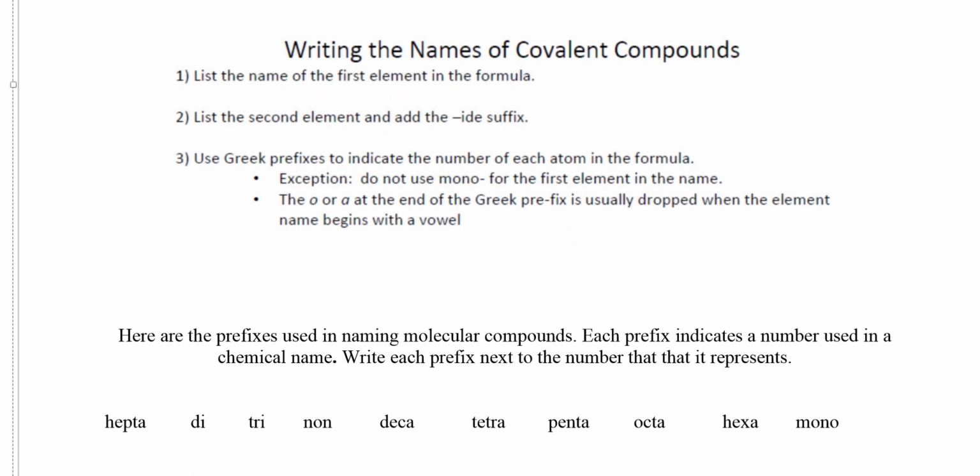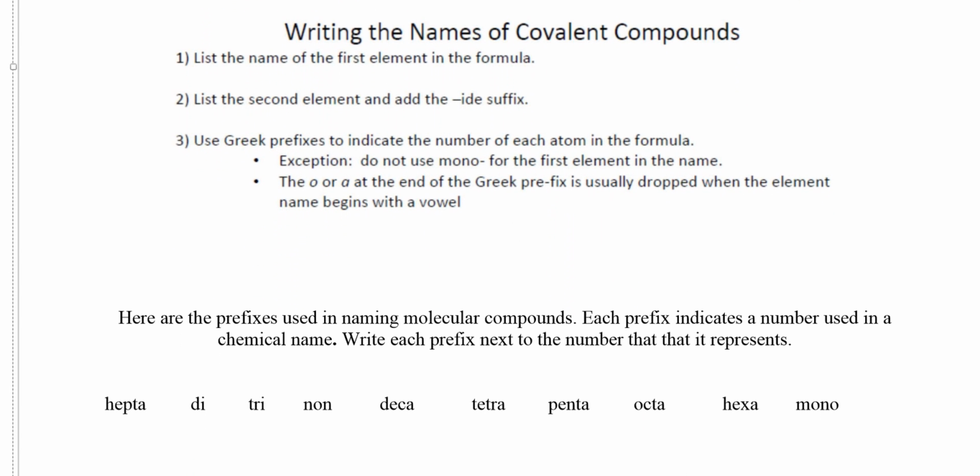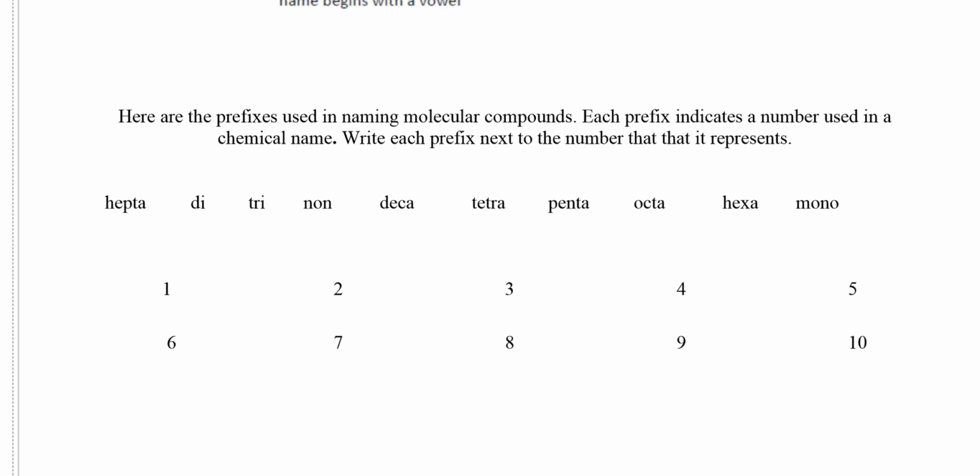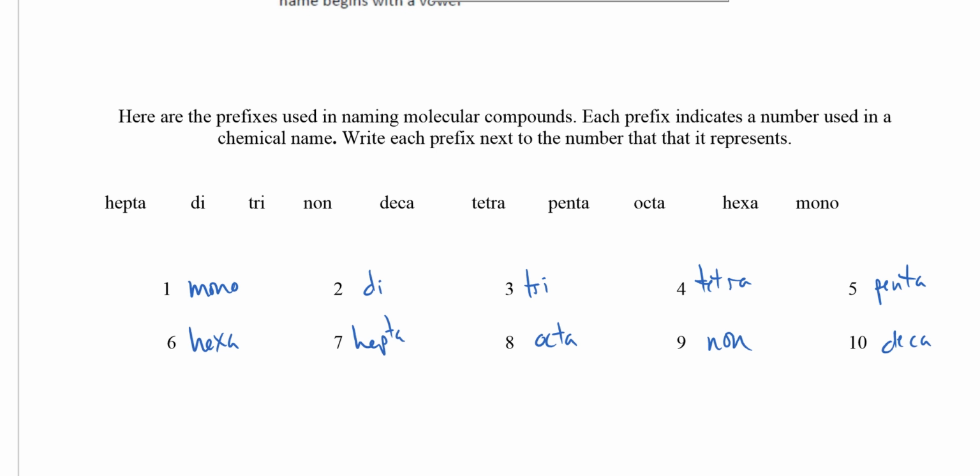We've already been over naming ionic compounds. There's just a few differences for naming covalent compounds. First, you want to list the name of the first element in the formula. Then you want to list the name of the second element in the formula and add the "-ide" suffix. And we use Greek prefixes to indicate the number of each atom in the formula. So here's a test of how well you know your Greek. Can you try to match the Greek prefix with the number given? I'll pause the video and give you a chance to try it. Is this what you came up with?